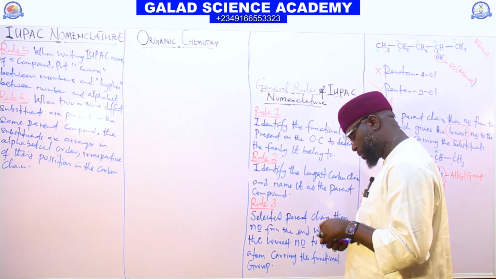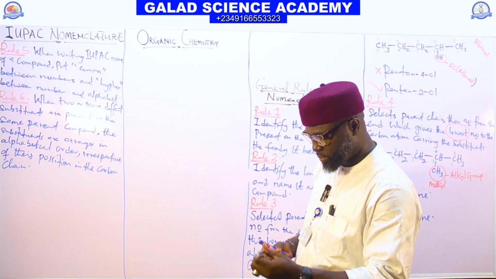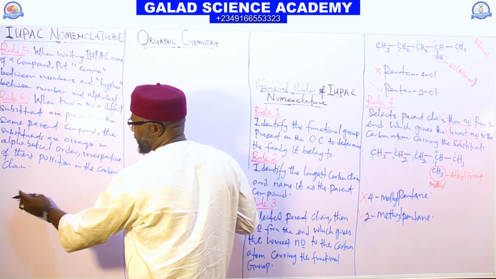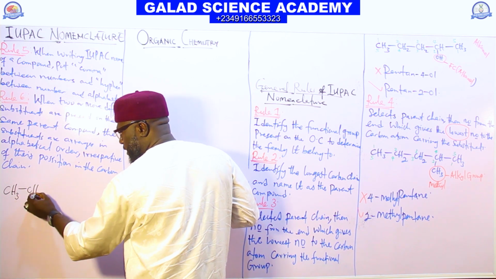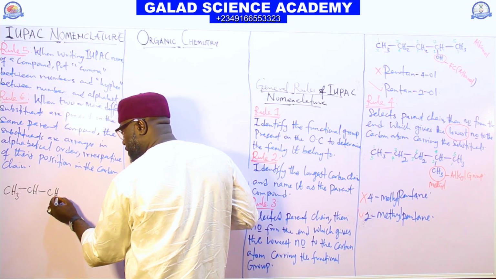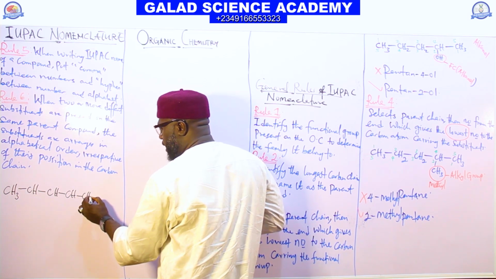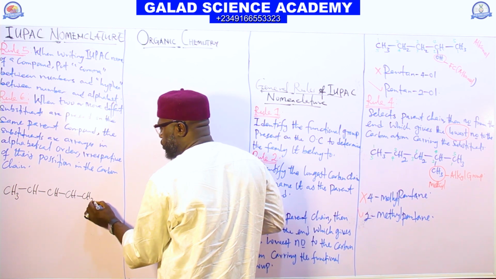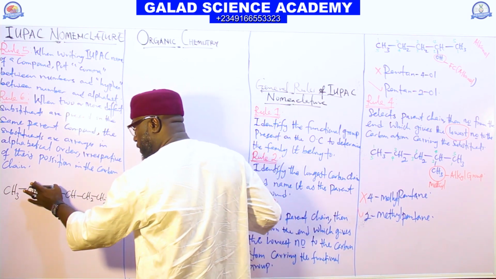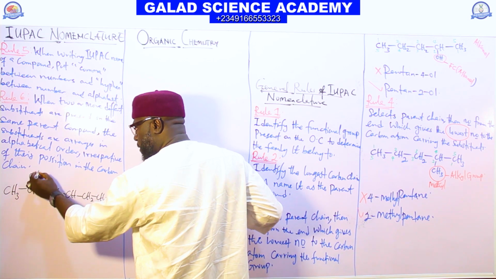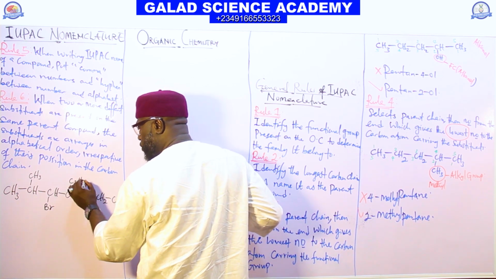So before we go to the last rule, which is 7, let me explain this with 5 and with 6. Look at this compound: CH3, CH, CH, CH, then we have CH2, CH2, CH3. At this end, let me put CH3 here. Here we have Br. Here we have C2H5.